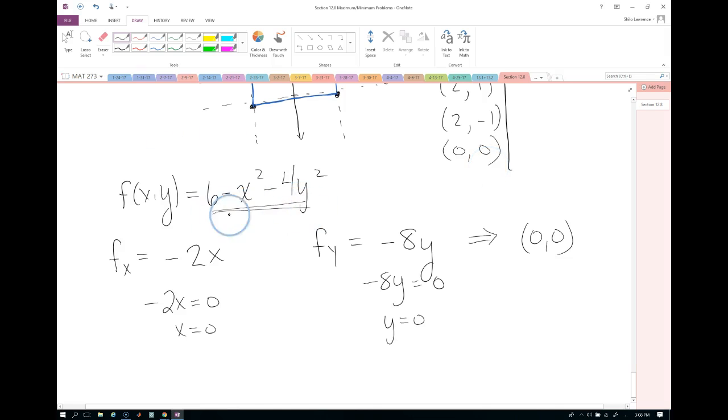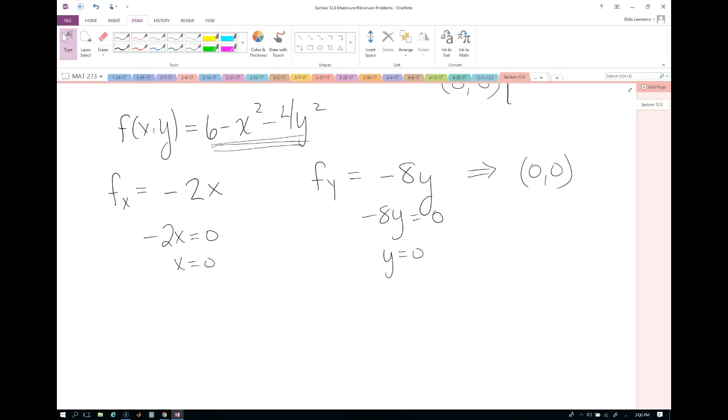Now, since this just looks like a polynomial, and polynomials are continuous over their entire domain, we don't ever have to worry about either one of these being undefined. So again, neither will ever be undefined.